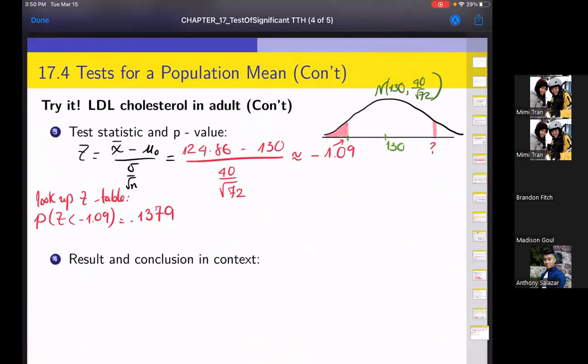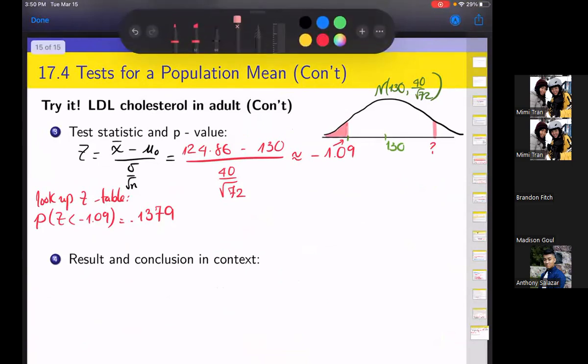It's symmetric, so it should be positive 1.09. And guess what? The area is going to be the same too, right? It's symmetric, so the area also is 0.1379. So for the two tail, you need to double it.